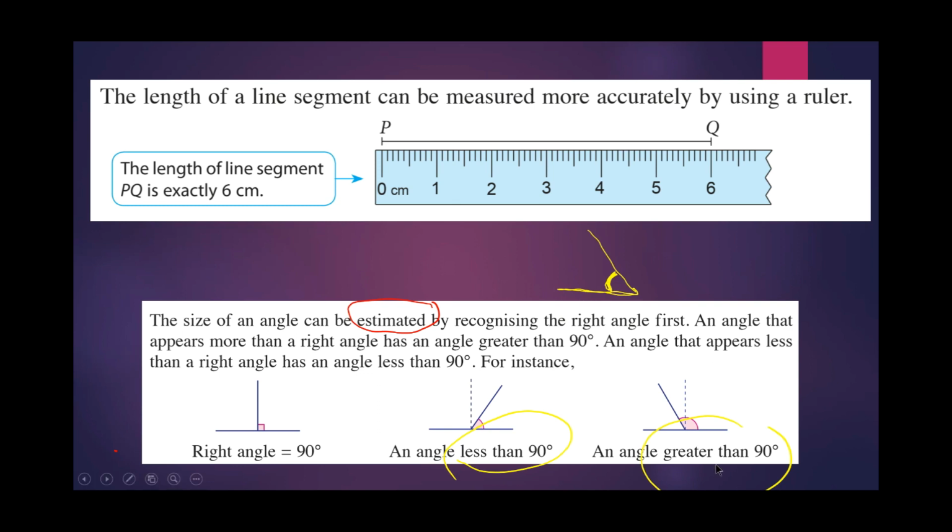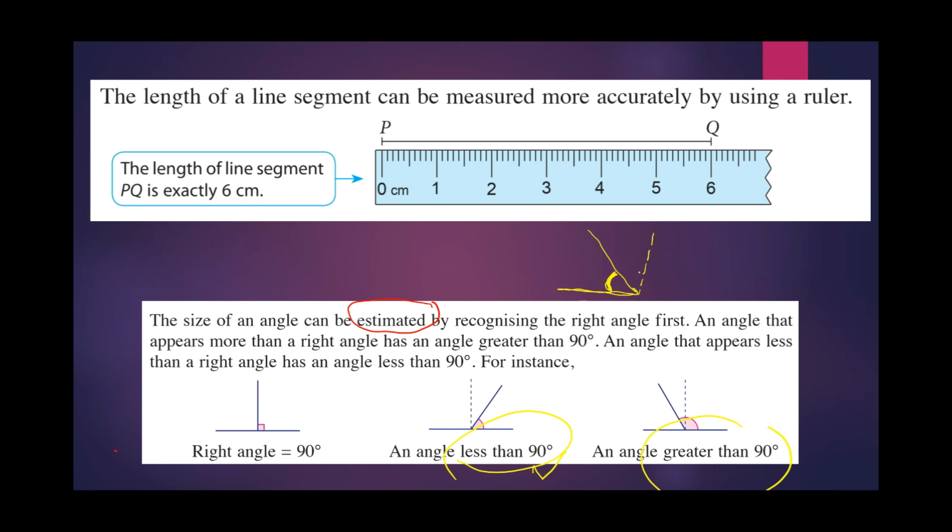Okay, so very good for those who have raised up your hand. How do we know? Because you can see when you compare with the right angle like this, I can add on another line to make it a right angle here. So it is less than the 90 degree. That is how I determine it.